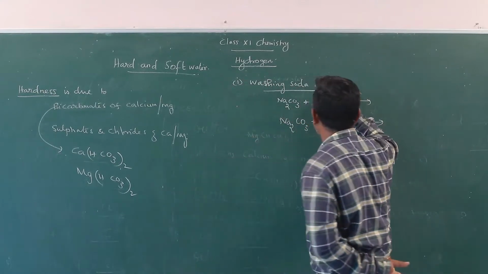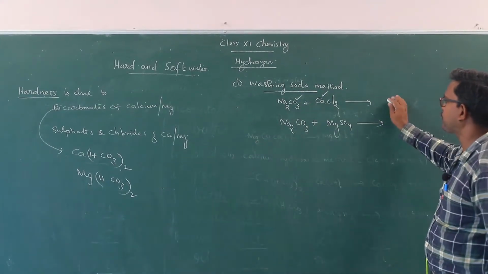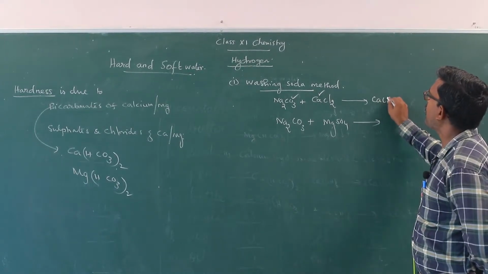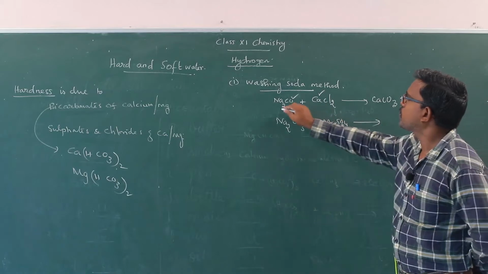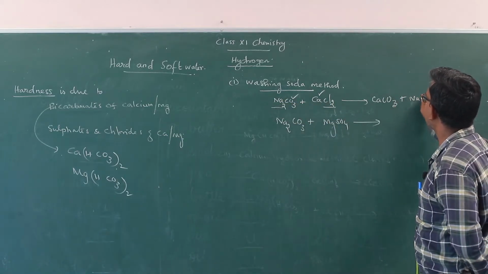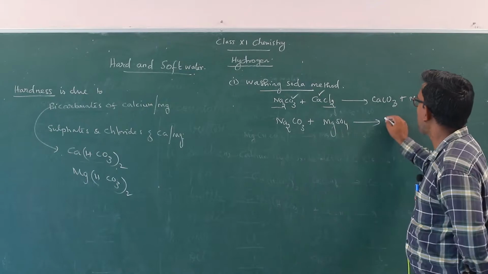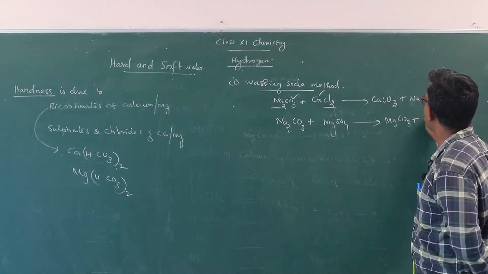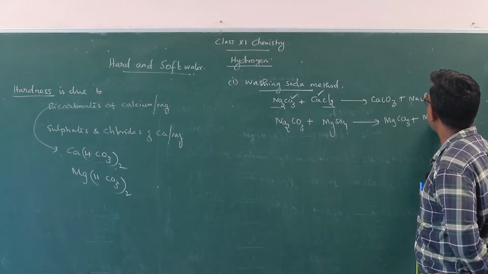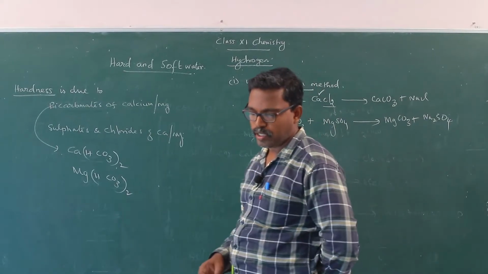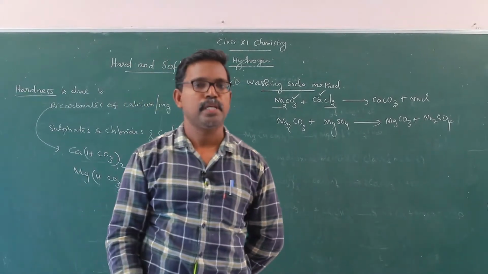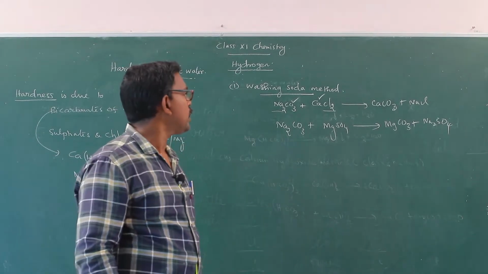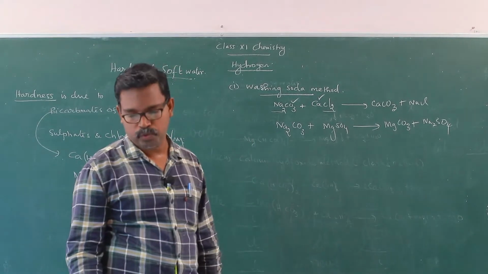So, it gives calcium carbonate, and this sodium and chloride gives sodium chloride. Here also magnesium carbonate and sodium sulfate, Na2SO4. So, these are the methods. These are the very simple methods to remove the hardness by getting the soft water.